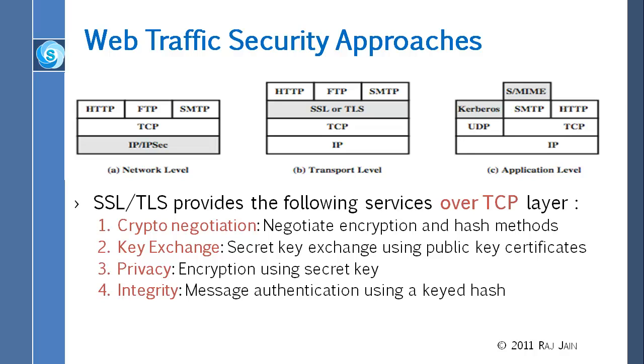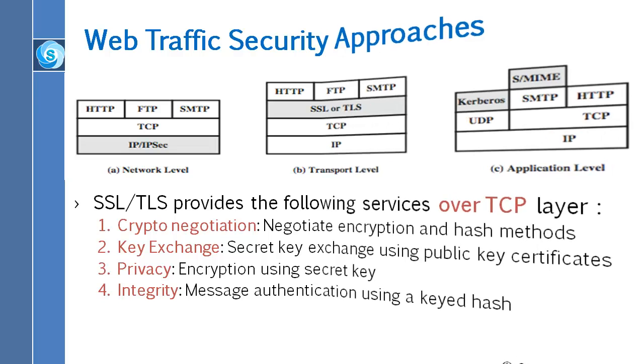Second, key exchange, so you can exchange your secret key. Once you know what algorithm you are using, you can do that using public key certificates. Then privacy: obviously you do encryption once you have the key. And integrity: once you have the hash, you can ensure that the message is not changed by anybody along the way. So these are the four things that SSL provides: crypto negotiation, key exchange, privacy and integrity.